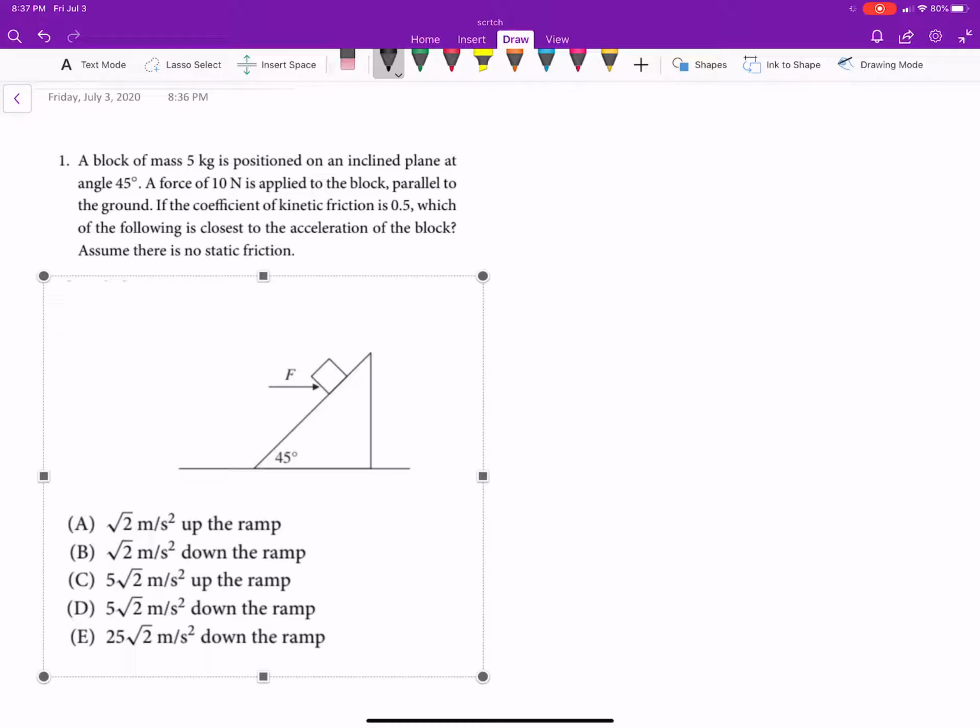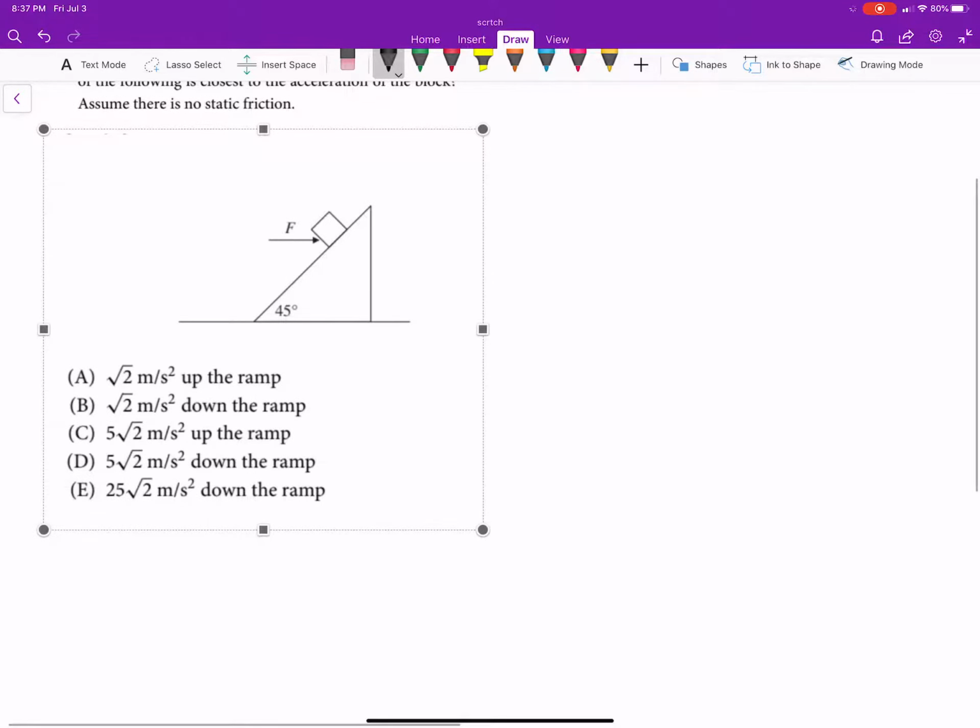So the first one is: a block of mass 5 kilograms is positioned on an inclined plane at an angle of 45 degrees. A force of 10 Newton is applied to the block parallel to the ground. If the coefficient of kinetic friction is 0.5, which of the following is the closest acceleration of the block? Assume no static friction.